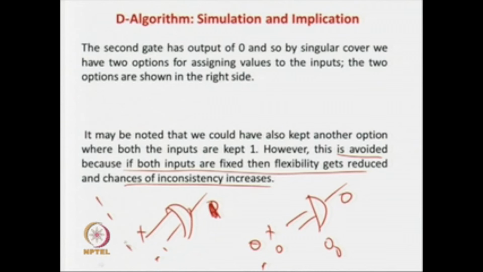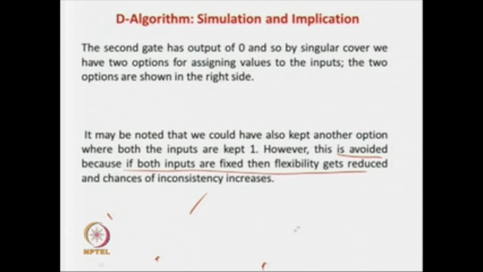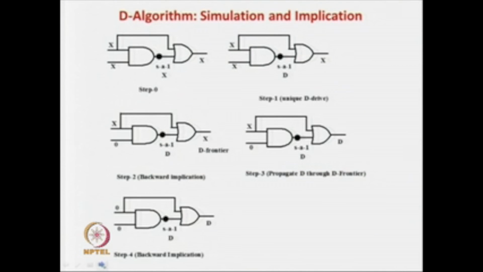It says that if by J frontier back propagation, I mean backward track, when you are justifying using the J frontier gates, if you put the value 0 0 or 1 1, then actually you are trying to make some of the nets hard coded. And if you hard code the nets too much, then the flexibility is lost and the chances of inconsistency are higher. We will see that by an example.